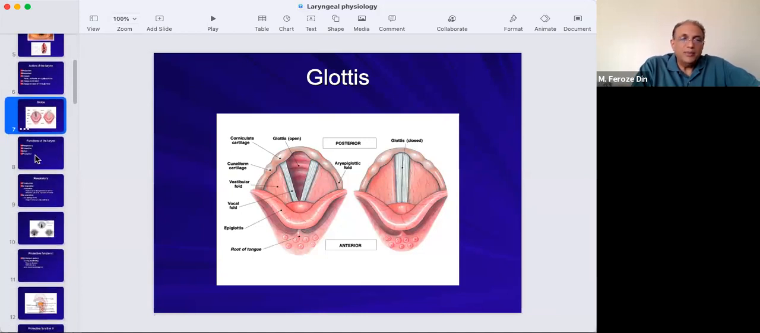With that, now that we know the movements, there are cartilages, there are ligaments and muscles. By the way, I'm not going into detail. You will learn some of these details in anatomy. What we are interested in is that you have a tube, it has the ability to close, ability to open, ability to change its tension and length of the vocal cords. So what can the larynx then do? Why do we have a larynx?